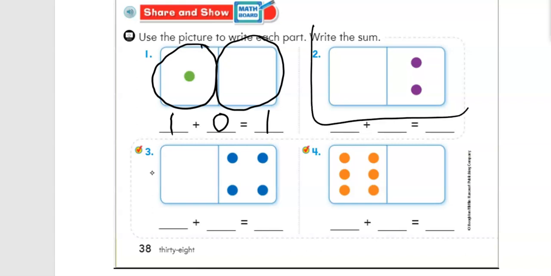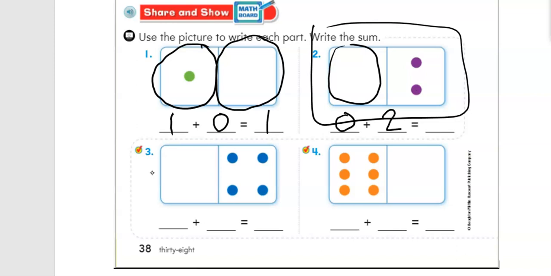Now we're going to number 2. What am I starting with? 0. So I have 0 plus 1, 2. And if I start with 0 and then I add 2, all together I have 2.